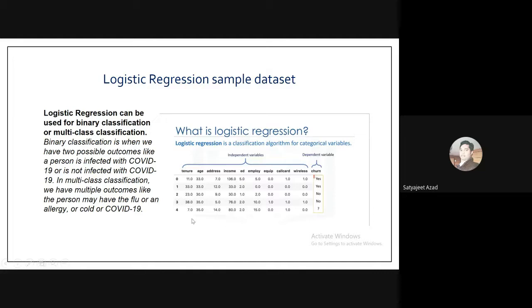And if you have some unseen data, let's say the fourth record is unseen. Now you have a new employee. His tenure is 7 years, age is 35, address is, let's say, 14.0, income is 80 point, and so on. These are all unseen. Now you have given the model to predict whether he will churn or not. This is a typical case of logistic regression.